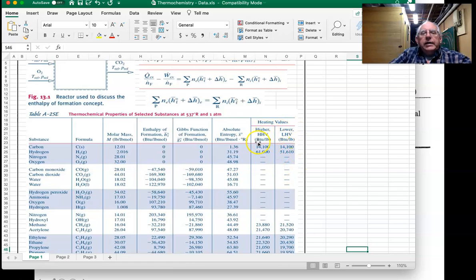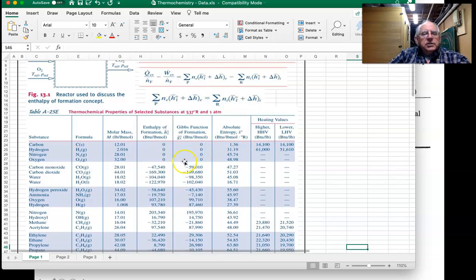Again, the higher heating value versus the lower heating value. The higher heating value is the value obtained if you permit the water coming out of the products to be a liquid, whereas the lower heating value is if you allow the water in the products to be gas.